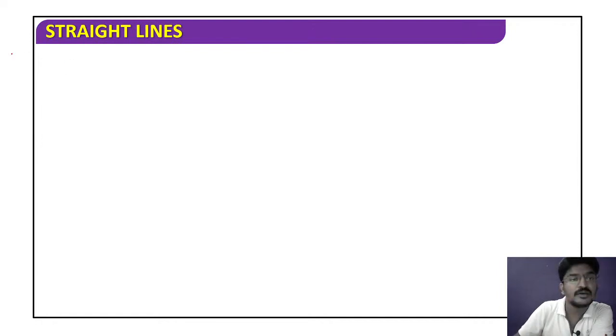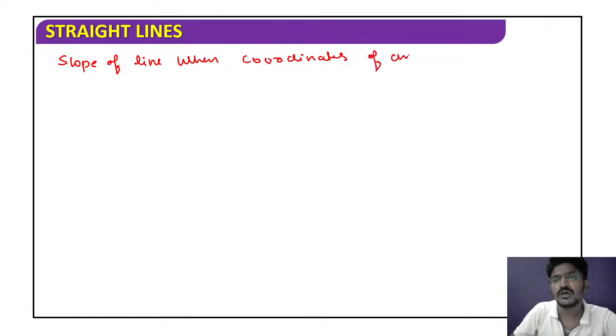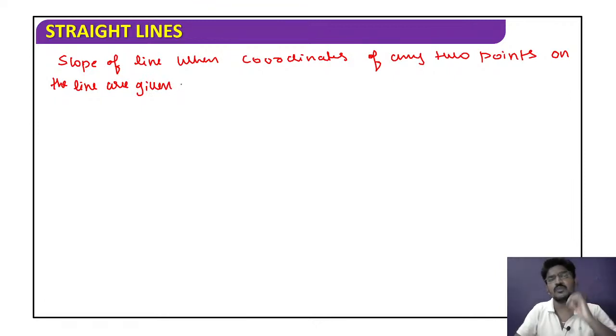That is, slope of line when coordinates of any 2 points on the line are given. Okay, so that is slope of line when coordinates of any 2 points on the line are given.